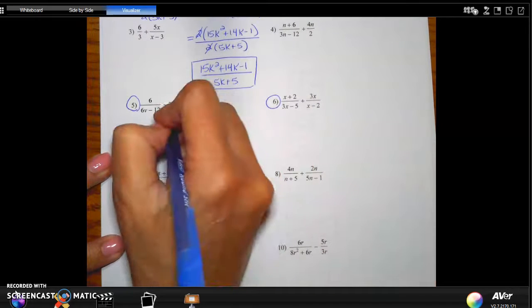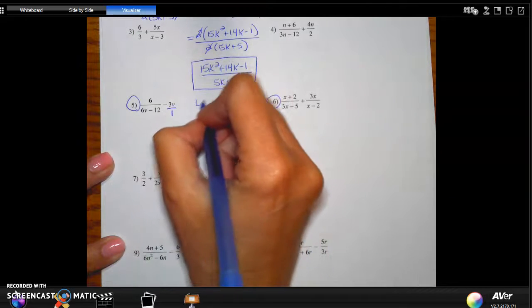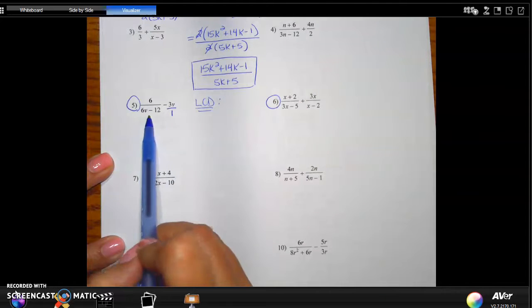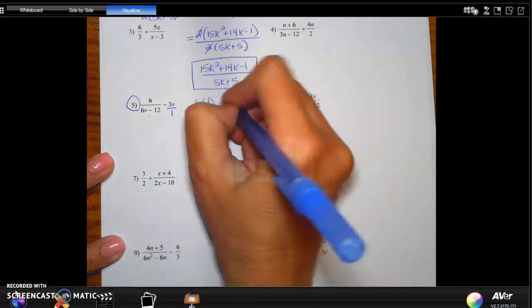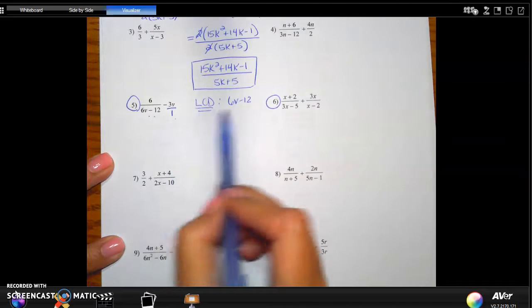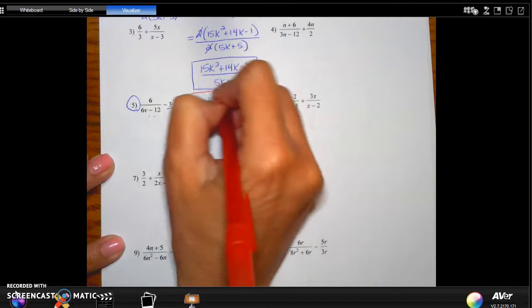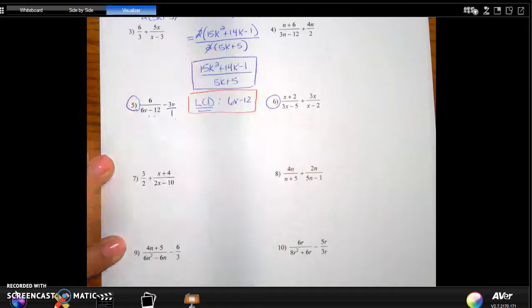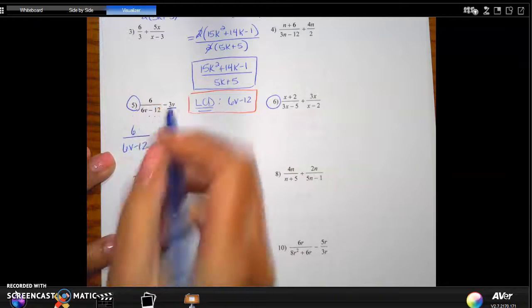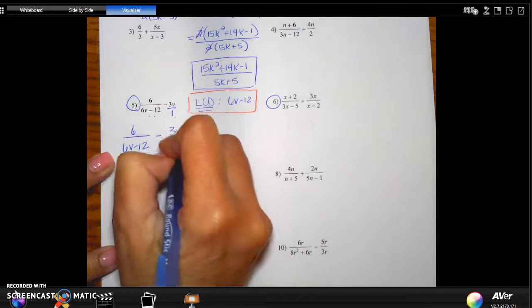So for number 5, first thing you want to realize here is this is really 3v over 1. So we want to build our LCD. We always do that kind of off to the side. So we have 6v minus 2 and we have a 1. They really have nothing in common. So we're just going to take the two of them and multiply them together. 6v minus 12 times 1 is just 6v minus 12. So our LCD for this one is just that. This one's going to be more straightforward, because as you can see when we look at this first fraction, it already has the LCD that we're looking for, so we don't need to do any extra work with that.